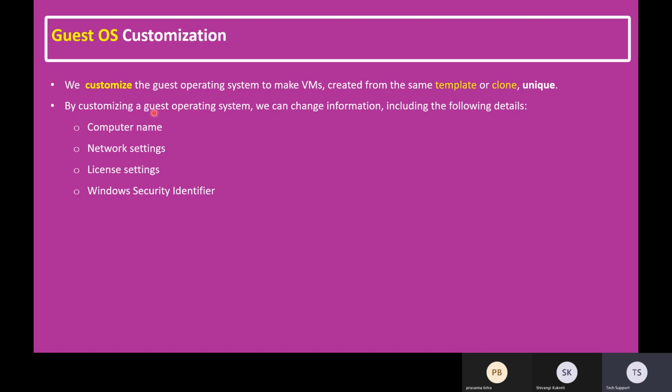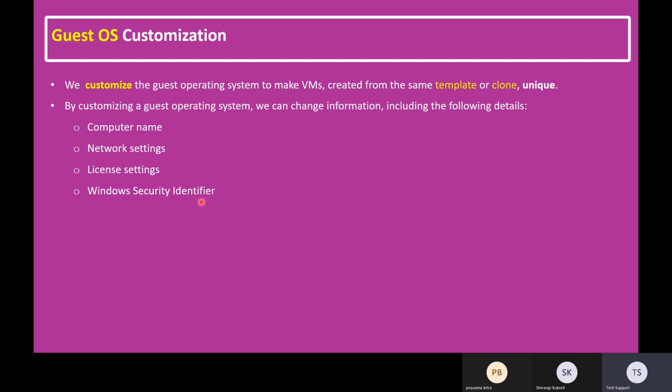By customizing the guest operating system, we can change information including the following details. The first is the computer name. In our office network, it's not recommended for systems to share the same name. Every system should have a unique name, so always change your computer name. Next, network settings, meaning IP address, subnet mask, gateway and so on. The IP address should always be unique for every virtual machine. And the license also: every virtual machine has a separate OS-level license as well as application license.